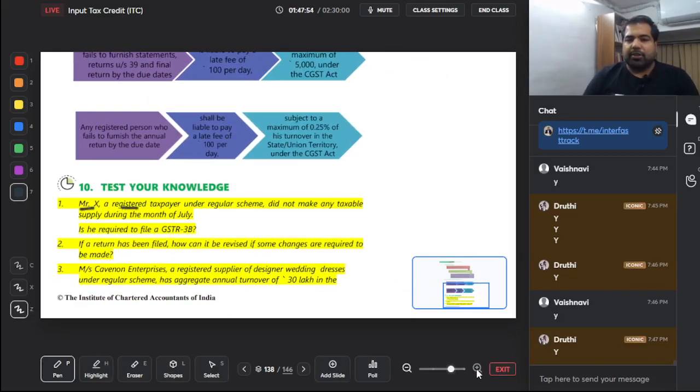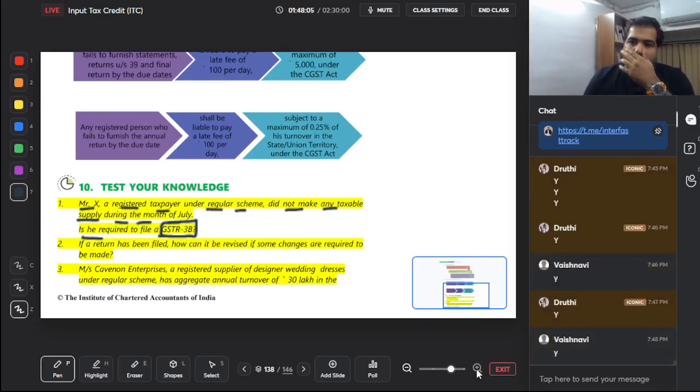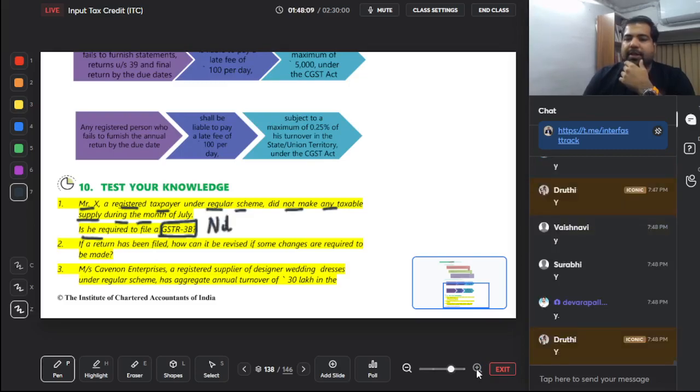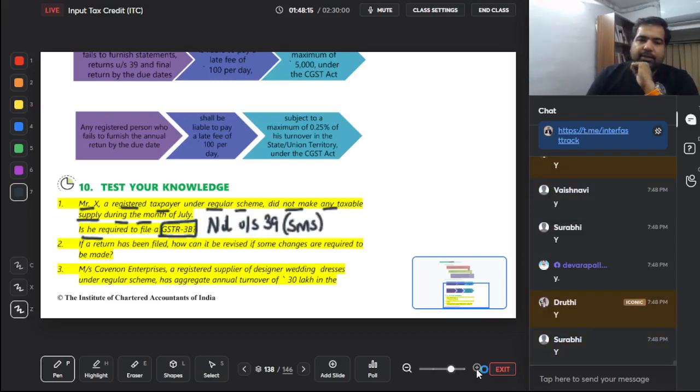Mr. X, a registered taxpayer under the regular scheme, did not make any taxable supply during the month of July. Is he required to file a GSTR 3B? Guys, even if you've not made any outward or inward supplies, still will you file a nil GSTR 3B? Yes, under section 39, and you have an SMS facility for that. If a return has been filed, how can it be revised?